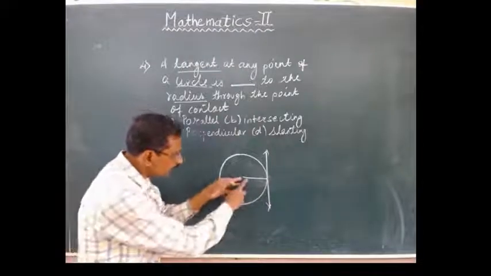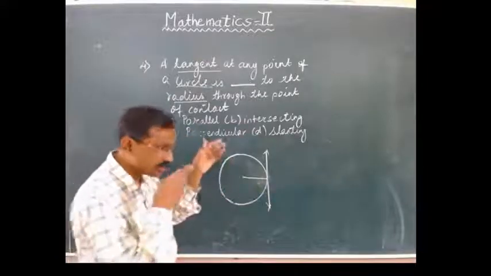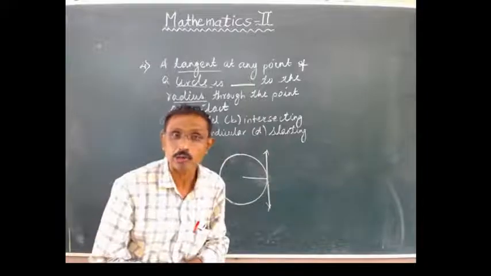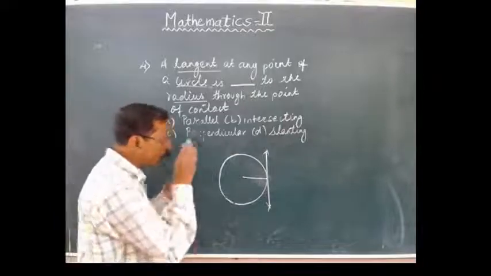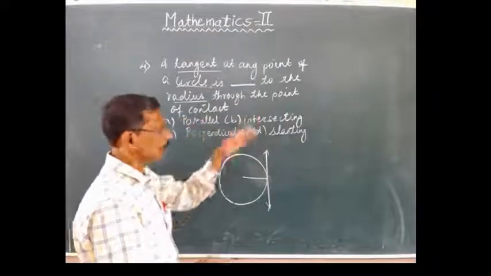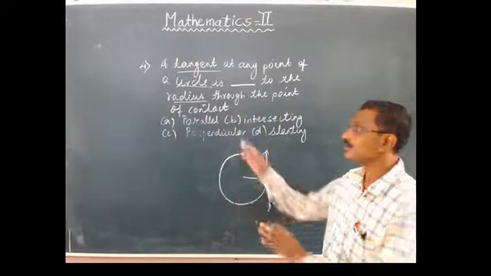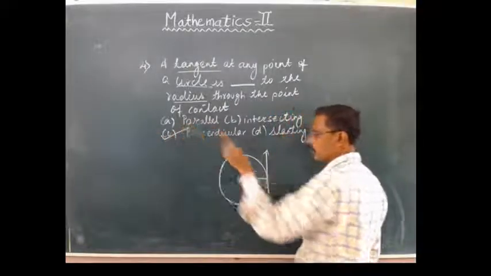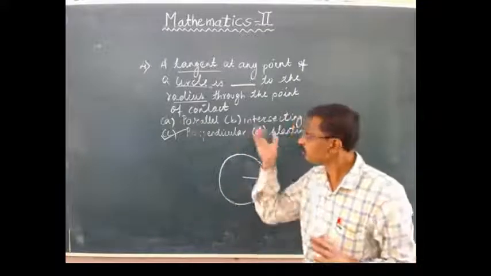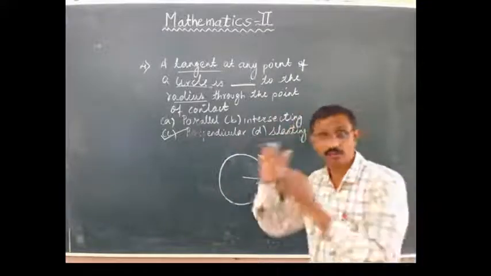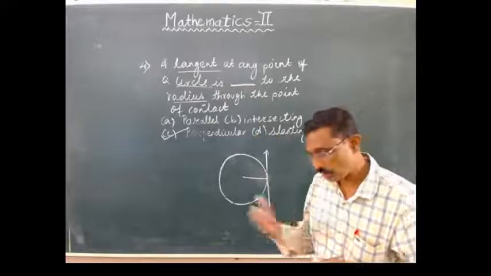So if you look at the radius and you look at the tangent, what do you find? Are they parallel to each other? Are they intersecting each other? Are they perpendicular to each other? Or are they slanting to each other? Out of the four options, parallel, intersecting, perpendicular and slanting, the best option we find is perpendicular. So it is perpendicular. Like that, there are a lot of questions of such type with tangent, radius, secant, right? There are many such questions in our MCQs. So let's move on to the next one.